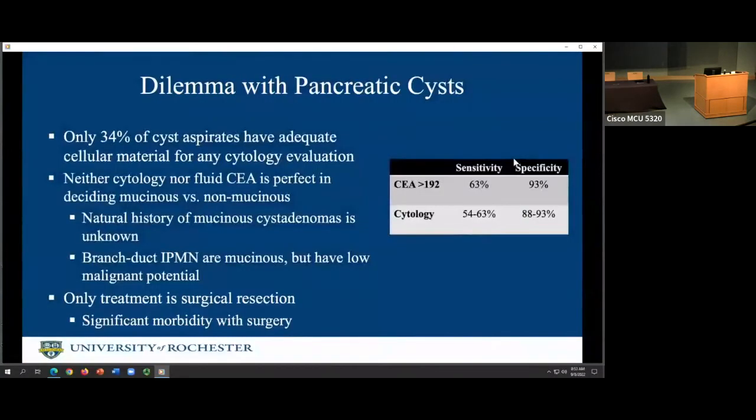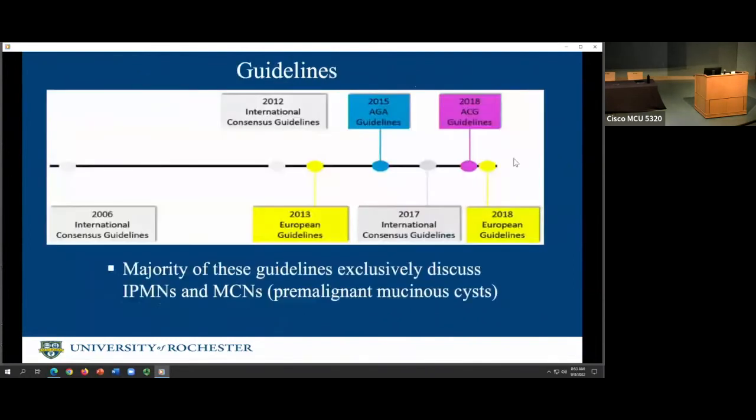So as much as the CEA and cytology are routine tests that we do on the cysts when we FNA them, only 34% of cyst aspirates have adequate cellular material for any cytology evaluation. And neither cytology nor fluid CEA is perfect in deciding a mucinous versus a non-mucinous cyst. And of course, as we know, the only treatment is surgical, which has significant morbidity. And this is where the guidelines come into play to help guide us in what we would do for these patients and what would be the next best steps.